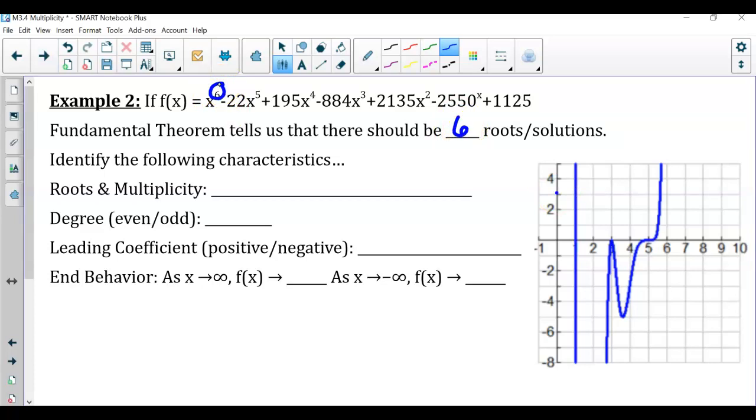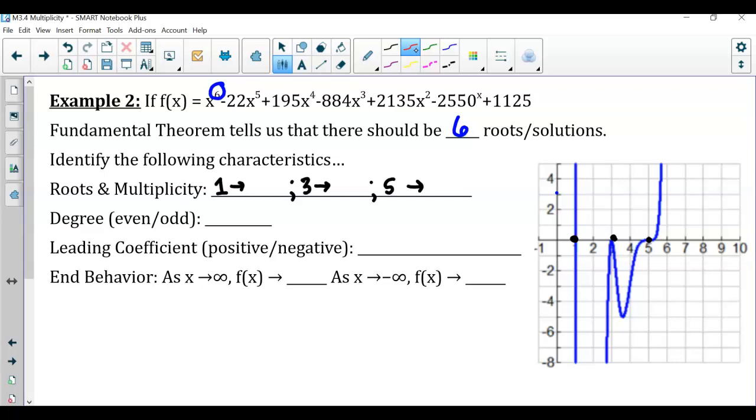Now let's identify the characteristics. So here we've got our roots, multiplicity. So here I've got my root at 1. We also have here our root at 3. We also have our root here at 5. Now let's identify though, because there's only 3, but we should have 6 according to this. So now let's check the multiplicity.